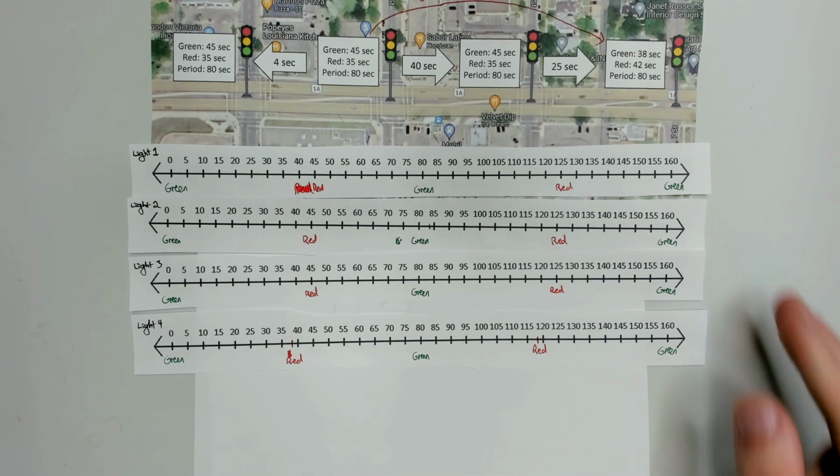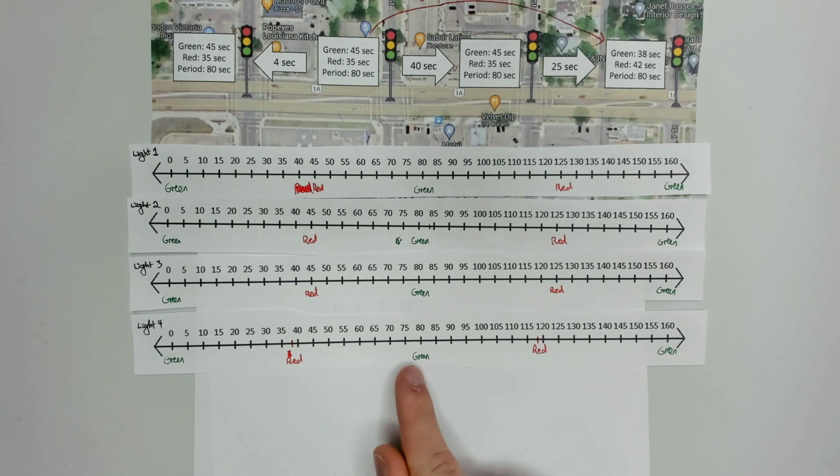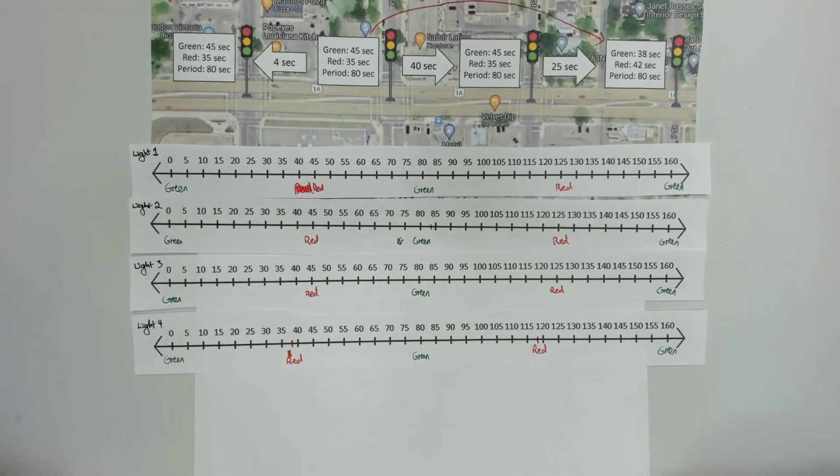And then for light 4, it was slightly different. So it's green for 38 seconds, and then it turns red, and then it's red for 42 seconds, and then back to green, and we continue like this. So all I've done here is write out all of the information that we measured in terms of how long the green and red lights last for each of these intersections.